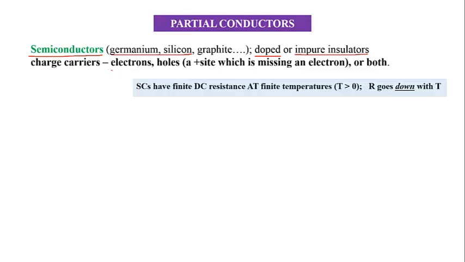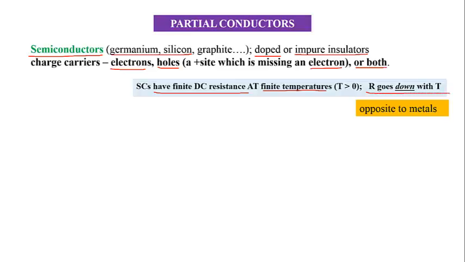The charge carriers in semiconductors are electrons or holes, and a hole is a site which is missing an electron, and in some cases you have both, so you have both holes and electrons moving through the material. So semiconductors have a finite DC resistance at a finite temperature, and as opposed to metals, the resistance goes down with temperature. And so this leads to some interesting behavior.